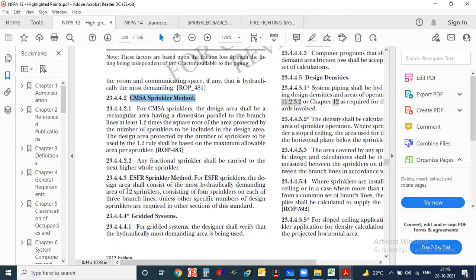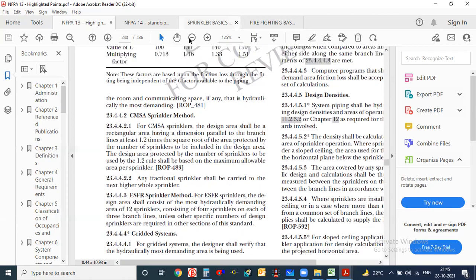So here what it is telling is that whenever your building is having ESFR sprinklers, design the hydraulic system for 12 sprinklers only. So here we have to select 12 sprinklers whenever we are selecting the ESFR sprinkler, because clearly they have given this, and we have to select the most hydraulically demanding, or the last floor, last sprinklers. Gridded system: for gridded system, the designer shall verify that the hydraulically is being used. Okay, this thing is not required for us.